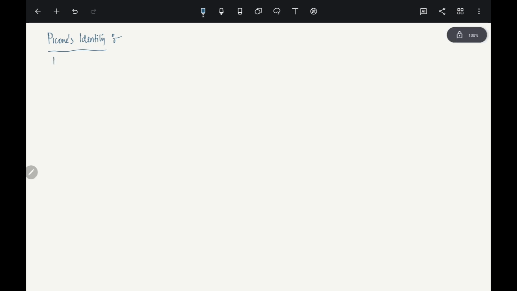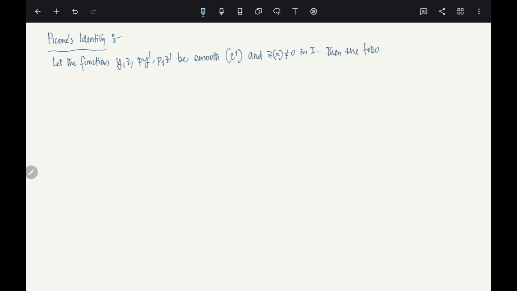So first of all, let the functions y, z, p y prime, p1 z prime be smooth. Smooth means C1. Clear? And z of x is not 0 in I. Clear? I is some interval I. You can put any interval you want, doesn't matter. Then the following identity holds.